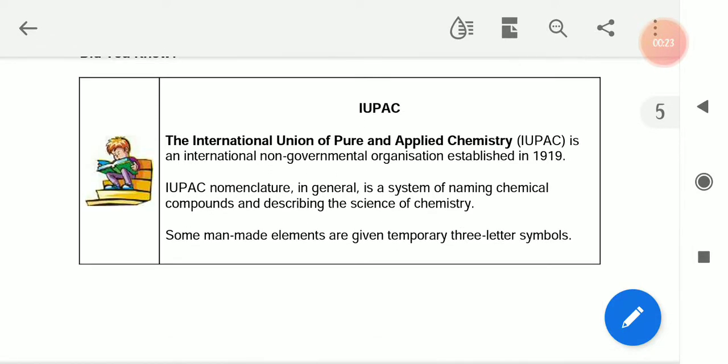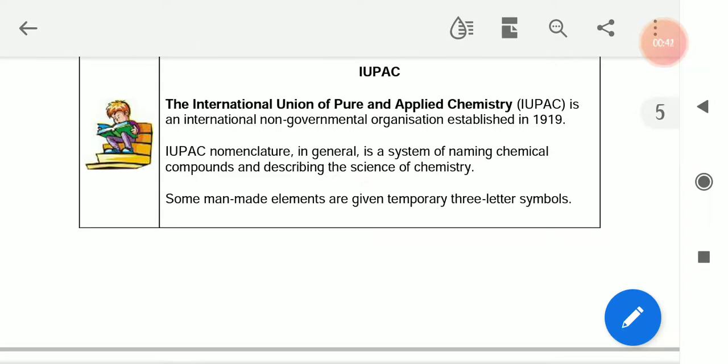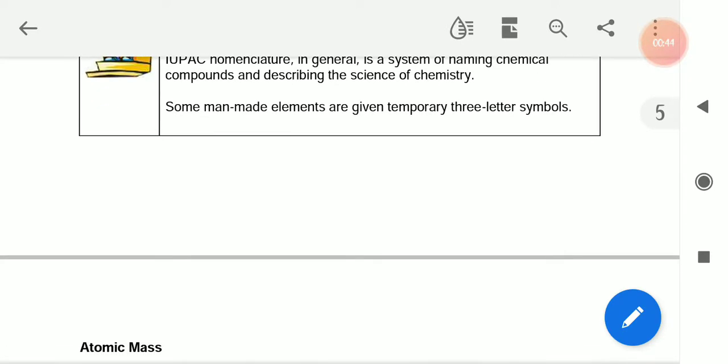What is IUPAC? I will teach you something about this. The International Union of Pure and Applied Chemistry is an international non-government organization established in 1919. Nomenclature, in general, is a system of naming chemical compounds and describing the science of chemistry. Some man-made elements are given temporary three-letter symbols.